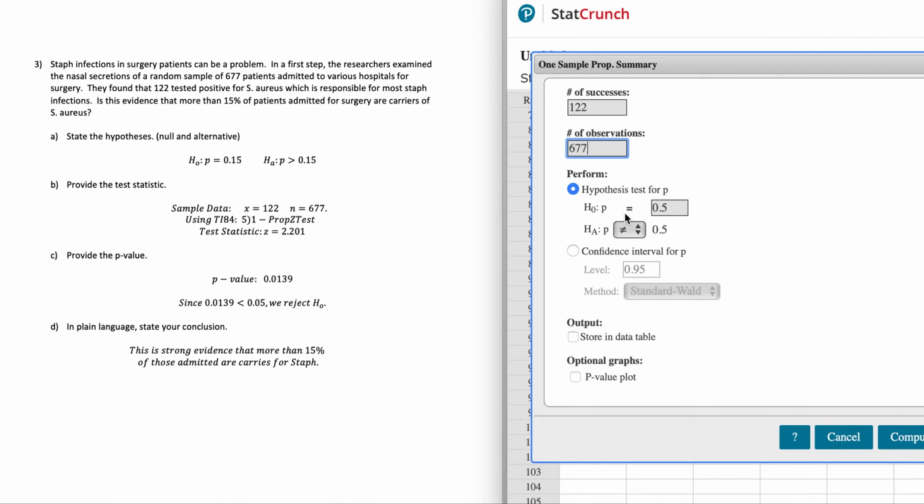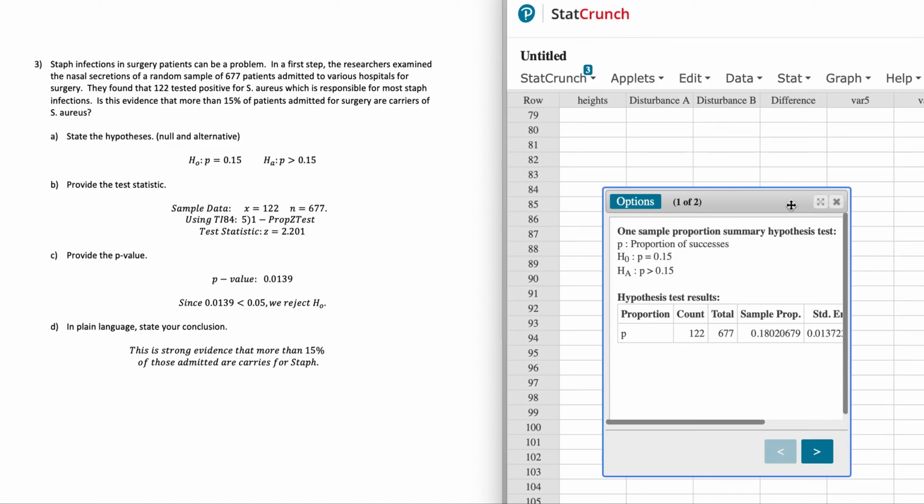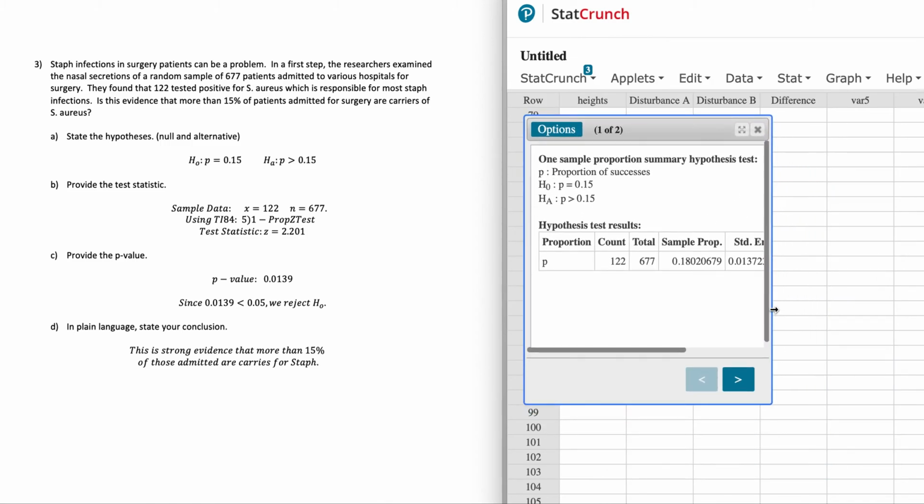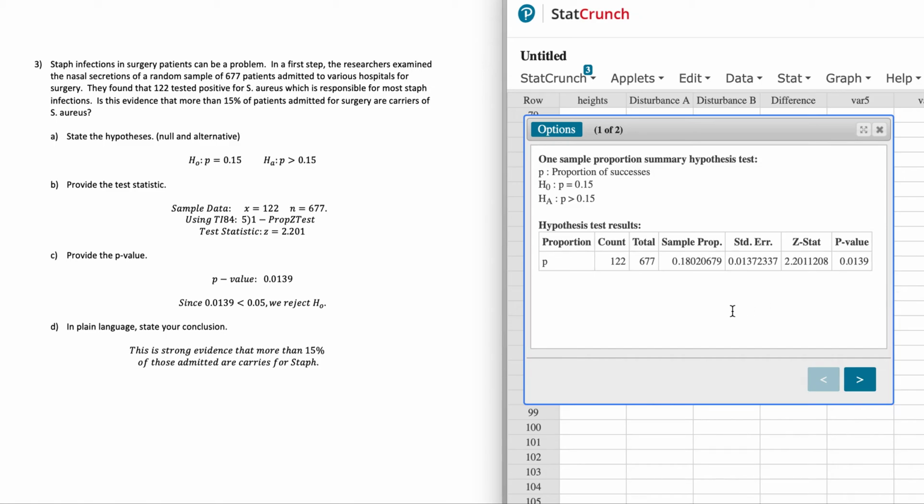We're testing to see if P is equal to 0.15. We're trying to argue that it is actually greater than, our alternative. And so here I can plot the p-value. So if I press compute, here I have my box with my results. And so our test statistic, our z-statistic, is 2.201 with a p-value of 0.0139.